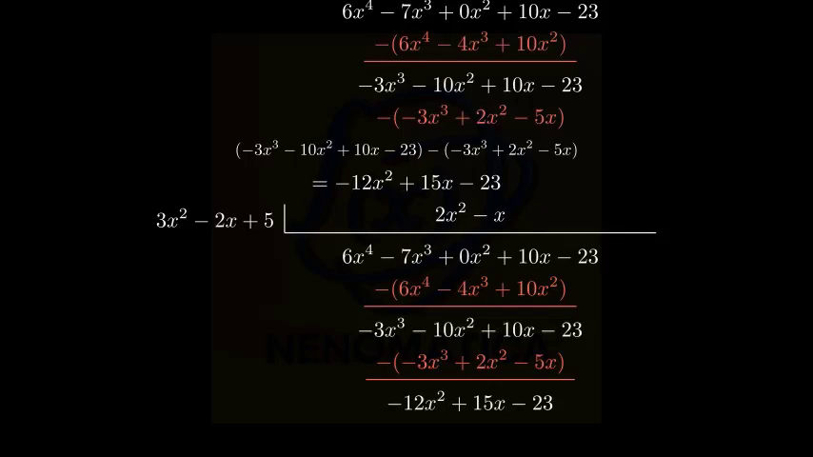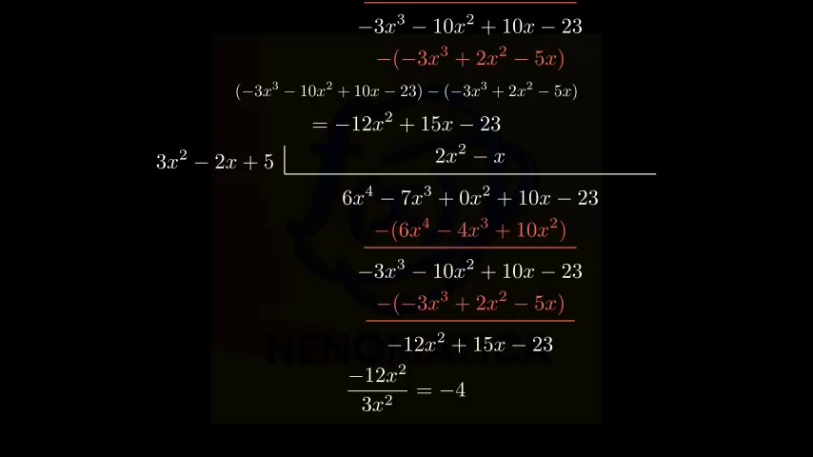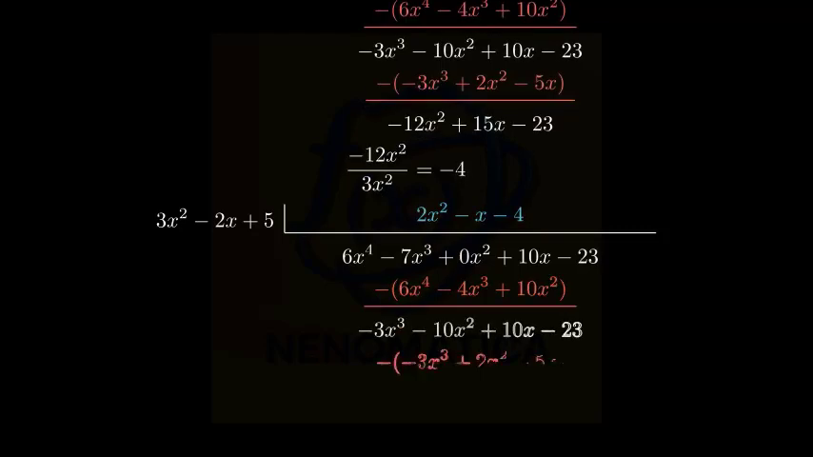For our third step, we divide the leading term of the remainder by the leading term of the divisor. That's negative 12x squared divided by 3x squared, which gives us negative 4. So we write negative 4 as the third term of our quotient. We multiply the divisor by negative 4.